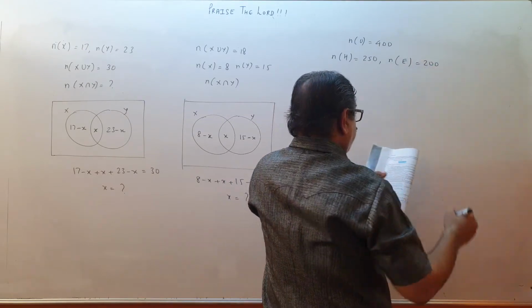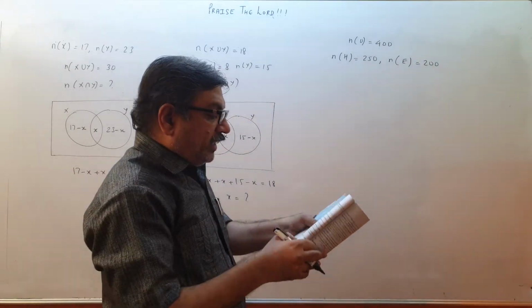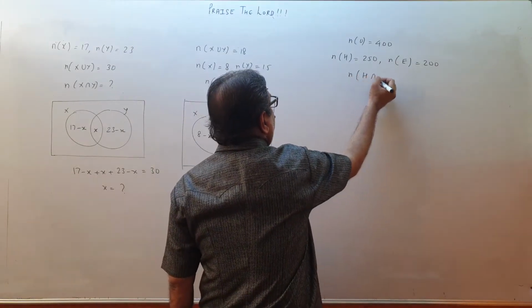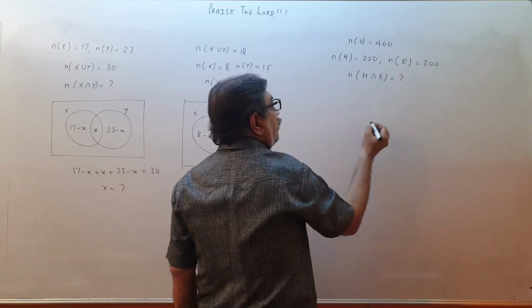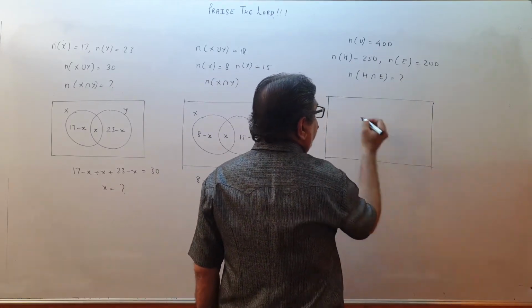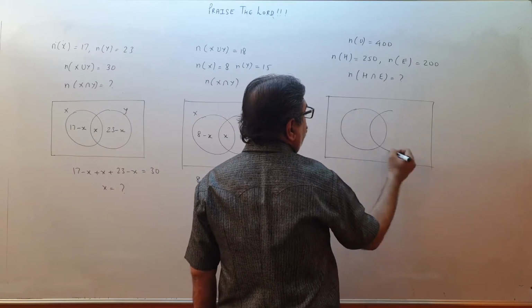200 can speak English. How many can speak both Hindi and English? How many can speak both means H intersection E. How many people? Children, again it is the same only. We can take two sets, H and E.